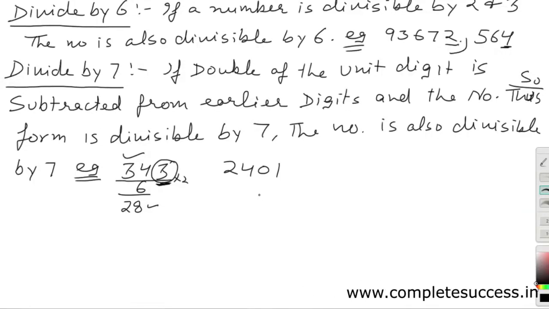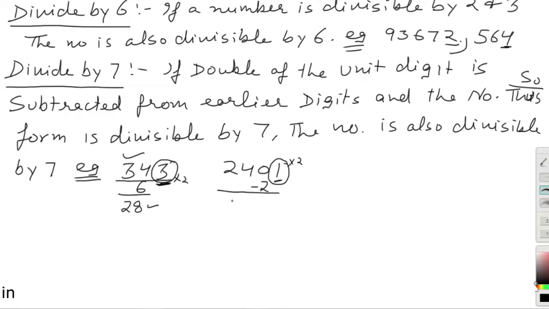2401. What is the unit digit? 1. If we double this unit digit, it becomes 2. Subtract 2 from 240. So we'll get 238. Still this is a 3-digit number. We can still convert this 3-digit number into a 2-digit number. So again we'll check, what is the unit digit here?